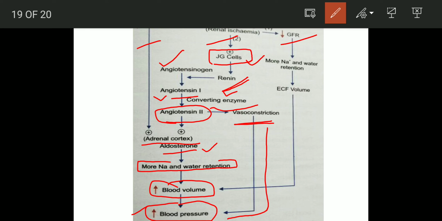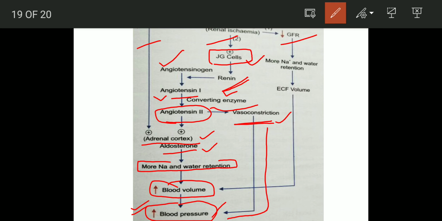Okay, this angiotensin 2 will cause vasoconstriction, and this will cause an increase in the blood pressure. This one is number one. The number two is that this angiotensin 2 will stimulate the adrenal cortex. This will release the aldosterone, and this aldosterone will cause more sodium and more water retention, and this will lead to an increase in the blood volume. This will lead to an increase in the blood pressure.